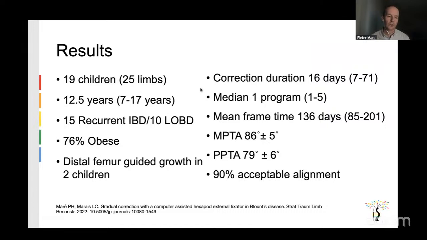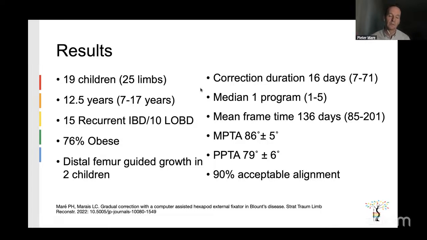A large proportion of them were obese, 76%. Distal femur guided growth was done in 2 children. Our correction duration is 16 days on median, but it ranged from 7 to 71, and that is because most of the programs were only a single program, but in 52% of cases there were multiple programs, and that's where that correction duration goes up.